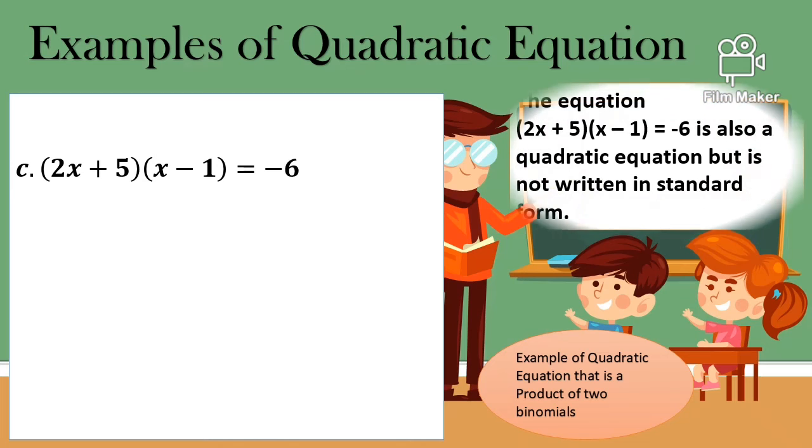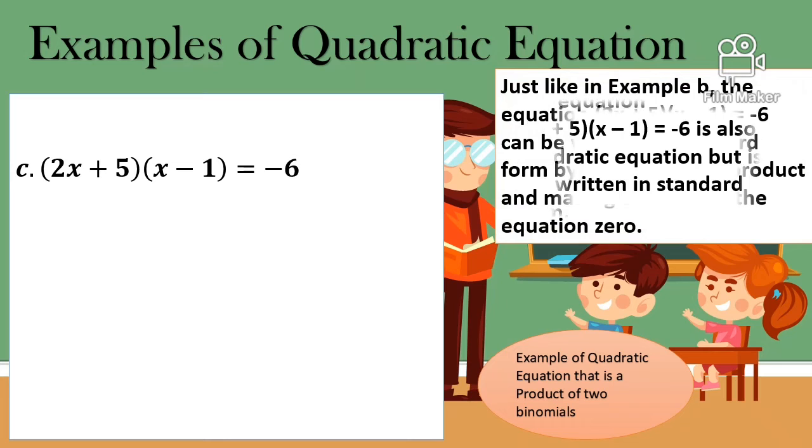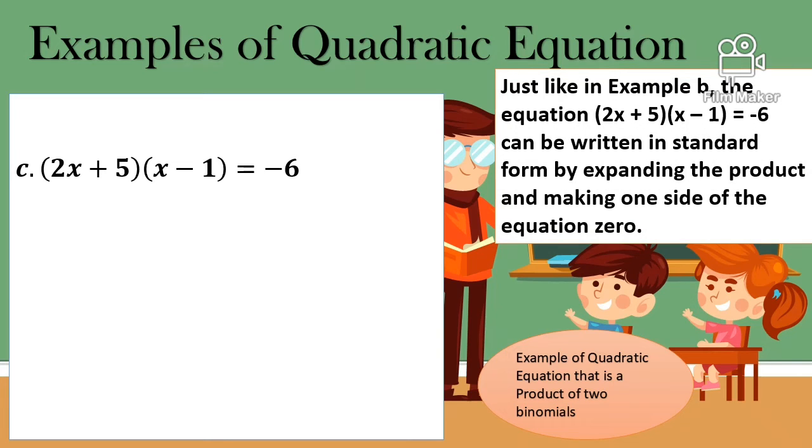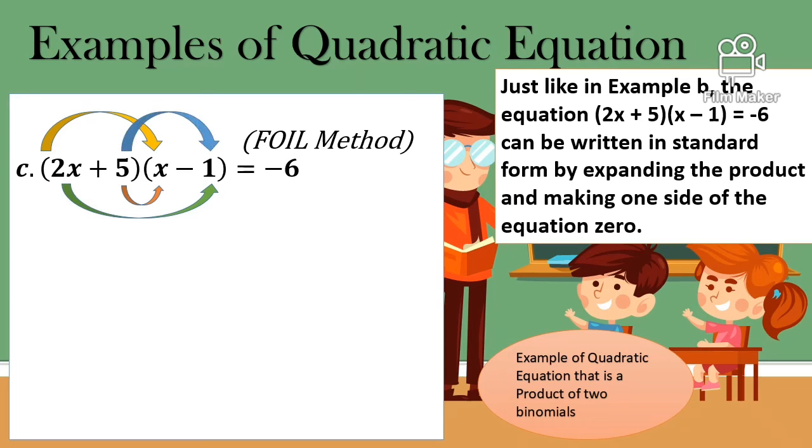So for our last example, we have 2x plus 5 times x minus 1 is equal to negative 6. And this equation is also a quadratic equation but not written in standard form. So just like in the previous example, the equation 2x plus 5 times x minus 1 equals negative 6 can be written in standard form by expanding the product and making one side of the equation 0. And to expand this product, we're going to apply the FOIL method. We're going to multiply the first term to first term, outer to outer term, inner to inner term, and last to last term.